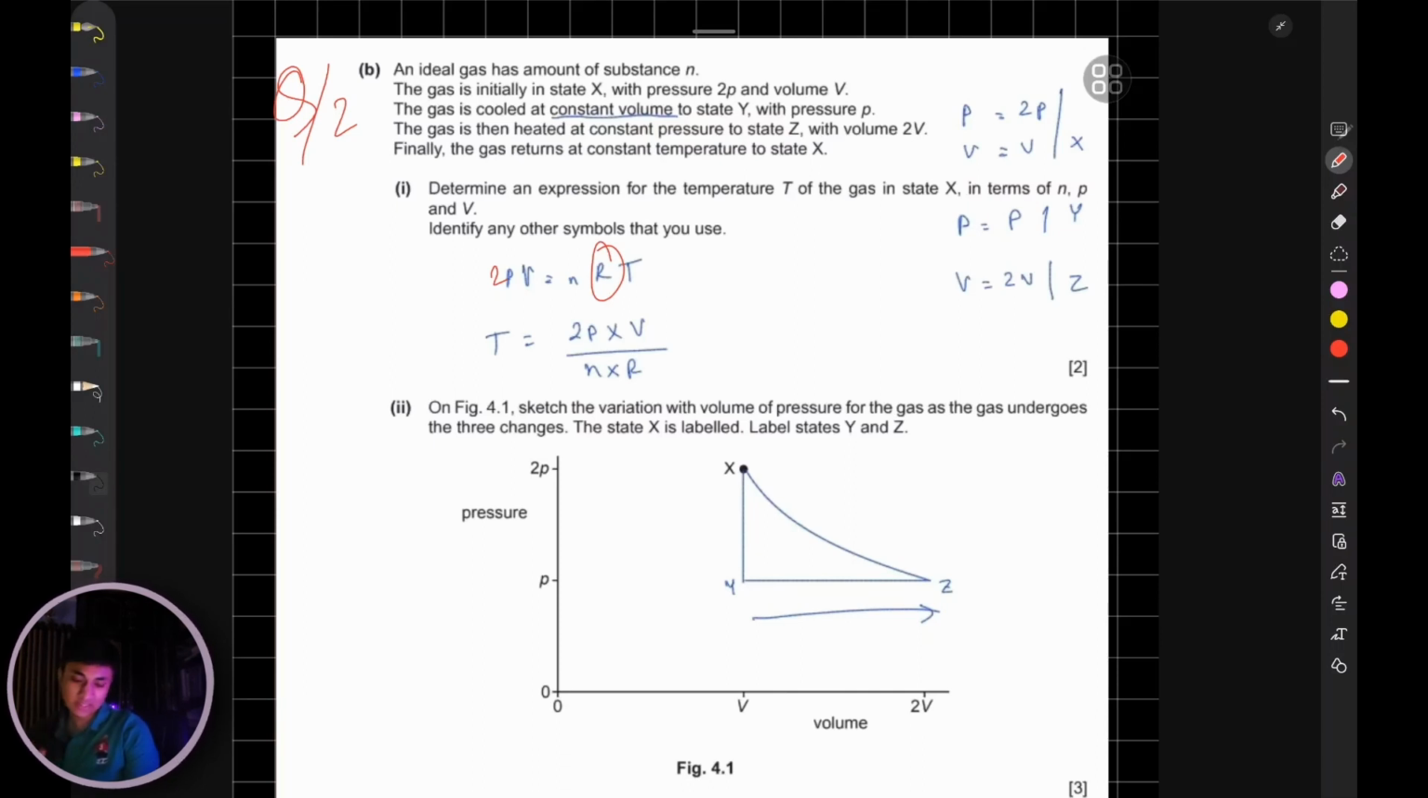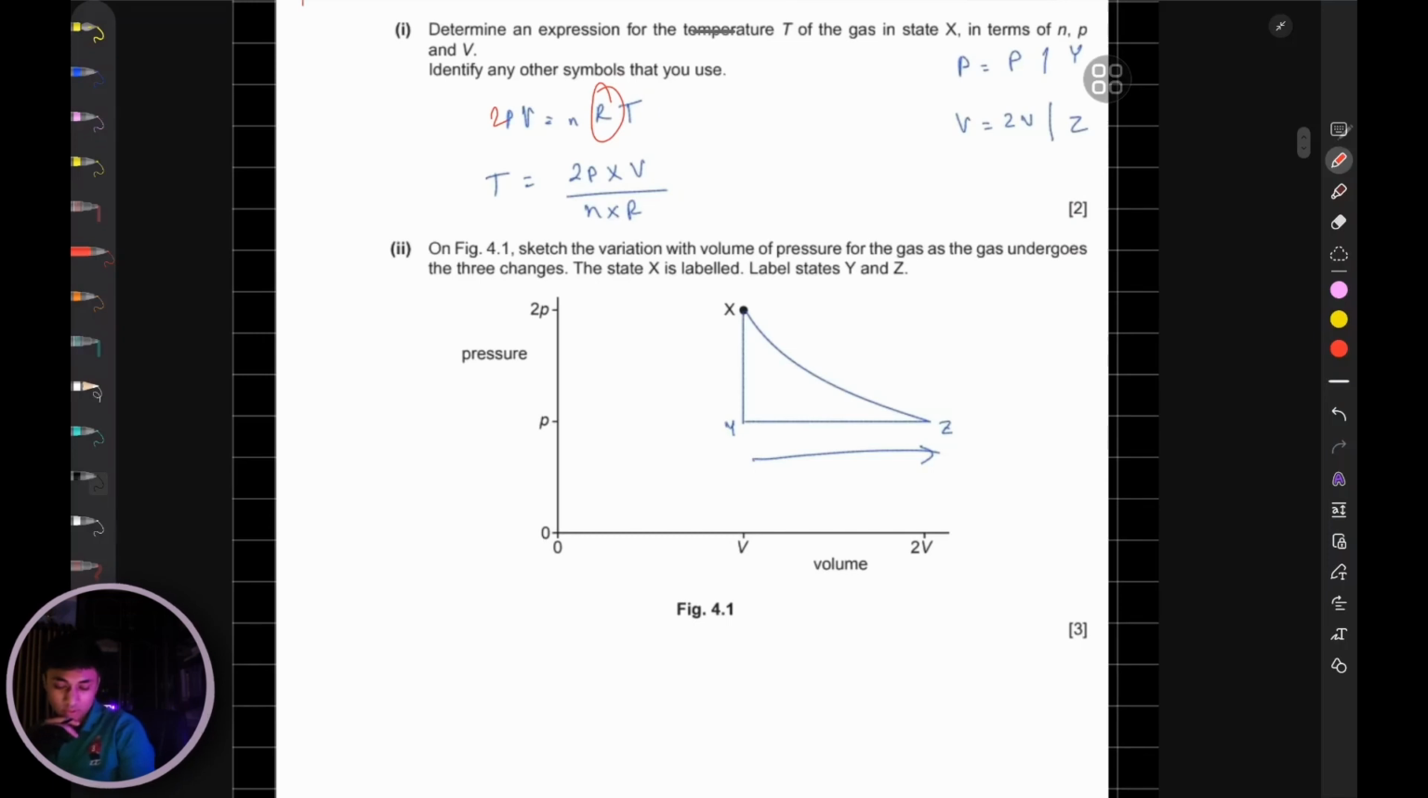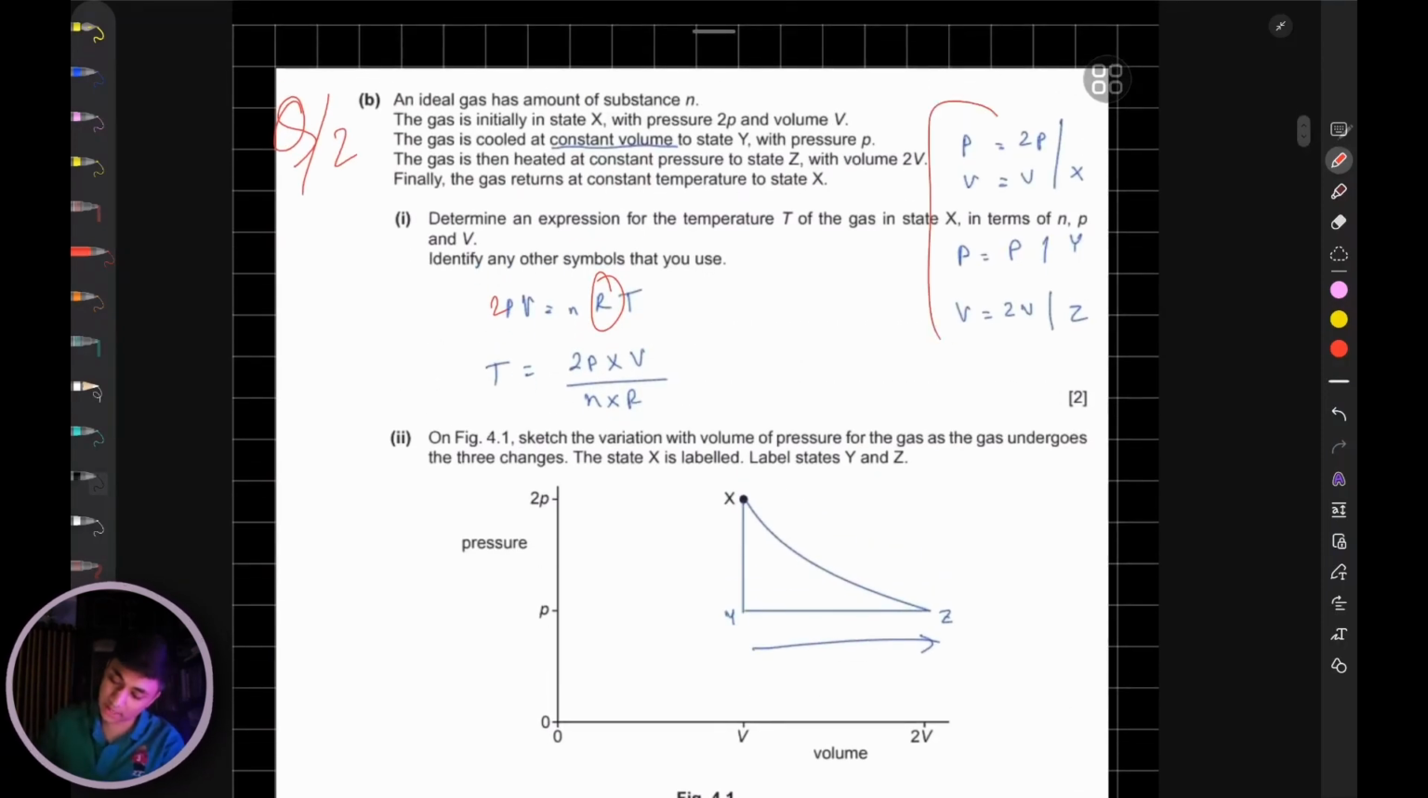Fair enough. Now, part 2: on figure 4.1, sketch the variation with volume of the pressure of the gas as the gas undergoes 3 changes. The state X is labeled. Label states Y and Z. Now, I have in short written what the pressure and volume is at each state.